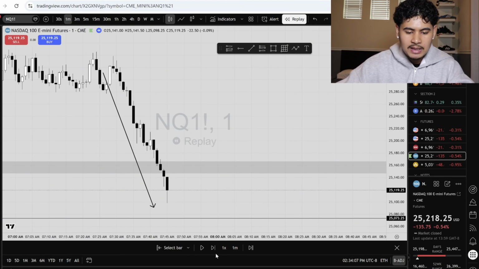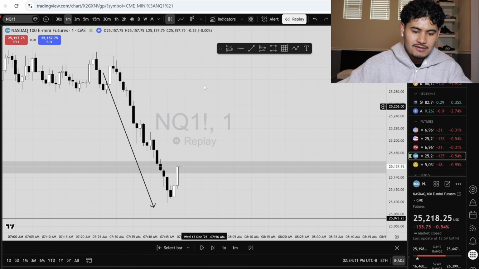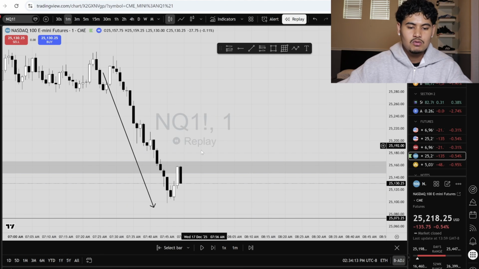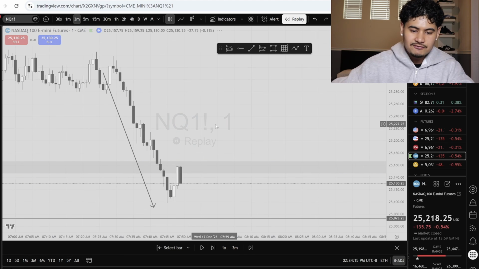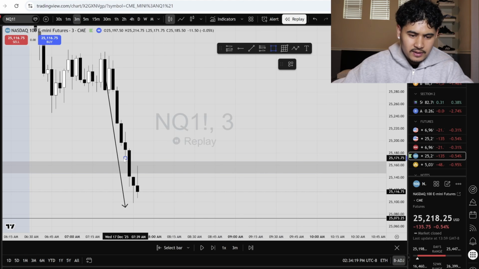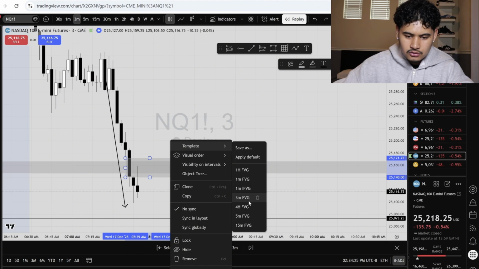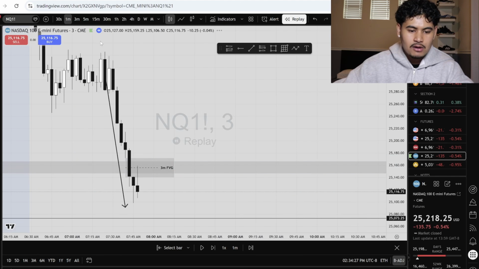So let's play more candles. I'm waiting for some sort of retrace into a fair value gap. And right here, we get a nice retrace. Where do we get a nice retrace? If you go to the 3-minute time frame, you can see we get a retrace into this 3-minute fair value gap right here. And what do we get?